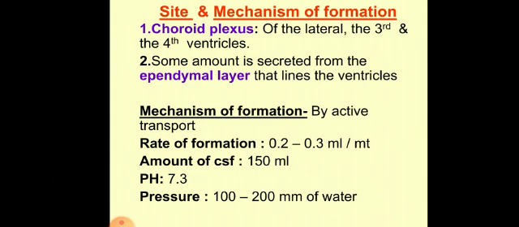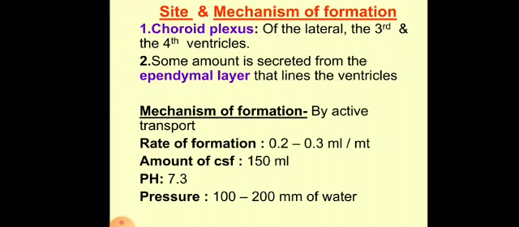Now let's go to the mechanism of formation. If you look at the mechanism of formation, it has been proved experimentally that it's formed partly by an active mechanism and partly by ultrafiltration. Substances can enter the cerebrospinal fluid through active transport, which is the most important mode. Some substances enter and leave the CSF by facilitated diffusion also, and also by co-transport.